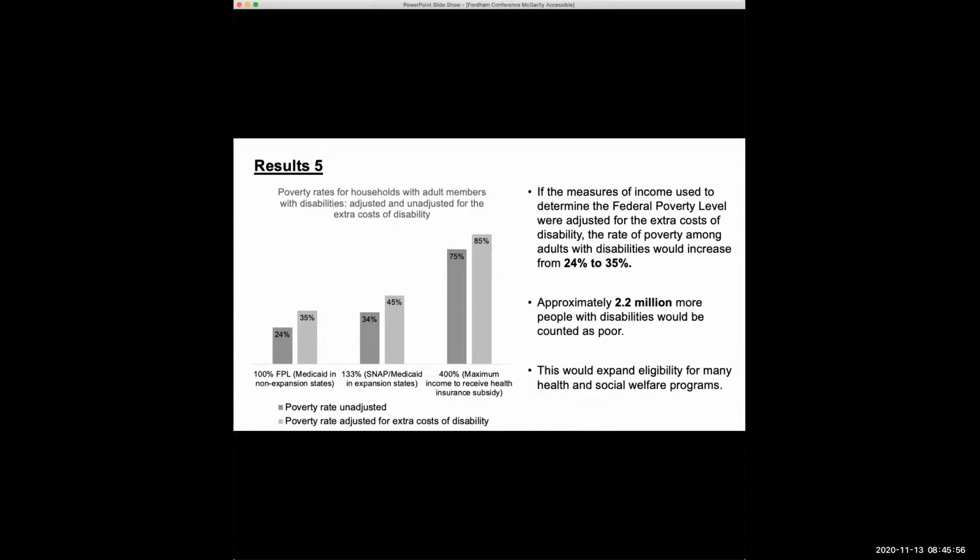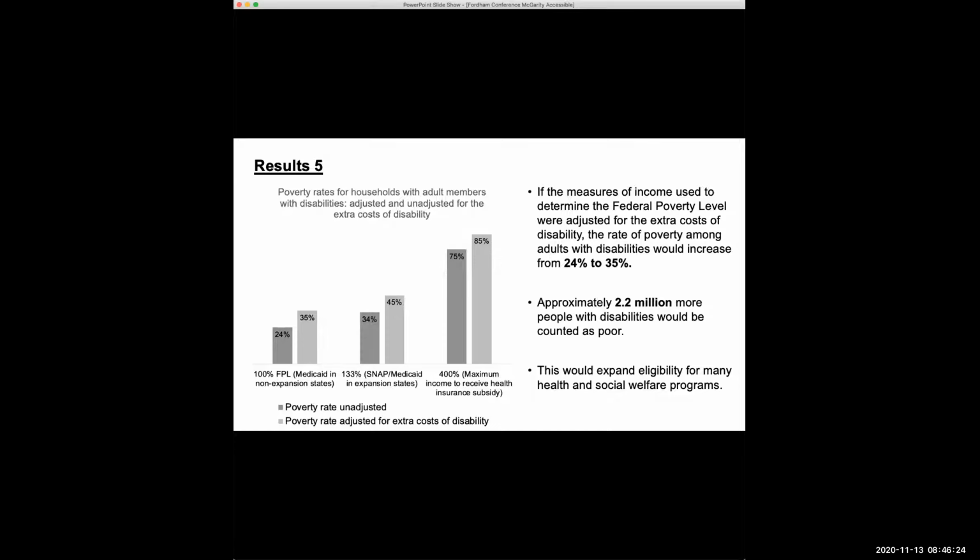This is consistent with the international literature on standard of living. It's consistently shown across the world that if these poverty levels are adjusted for extra costs, inevitably more people with disabilities are counted in those poverty measures. In the US, that would result in an additional 2.2 million people being included in the poverty estimates and potentially becoming eligible for federal benefits programs.